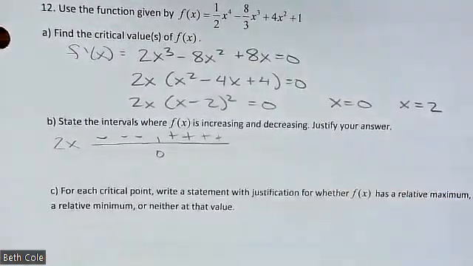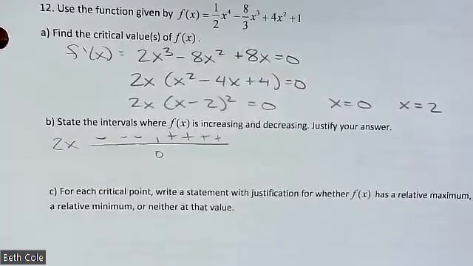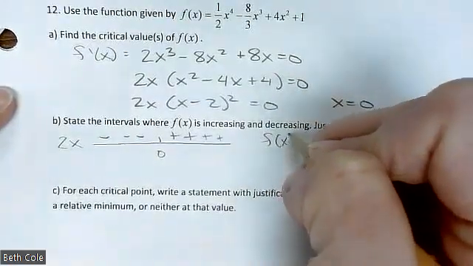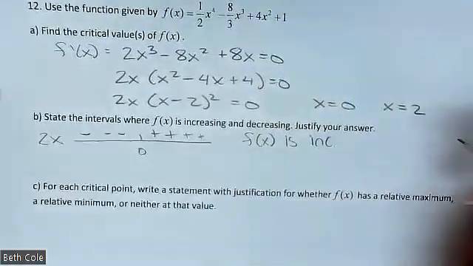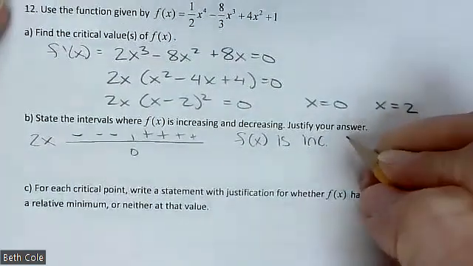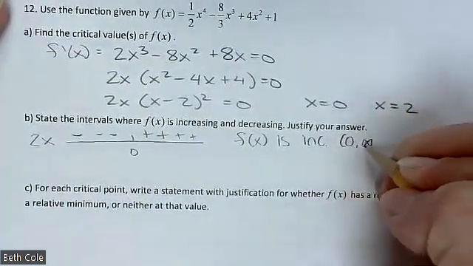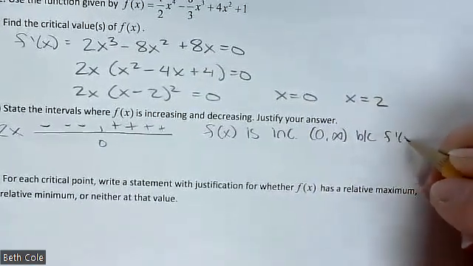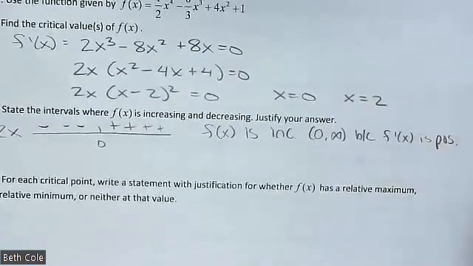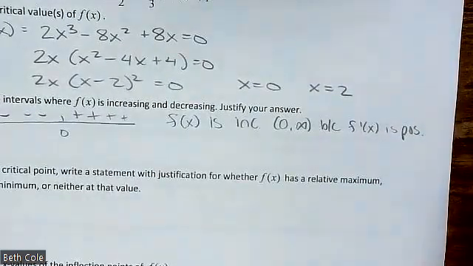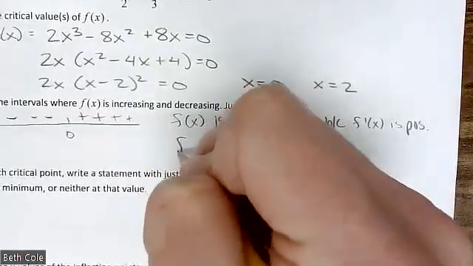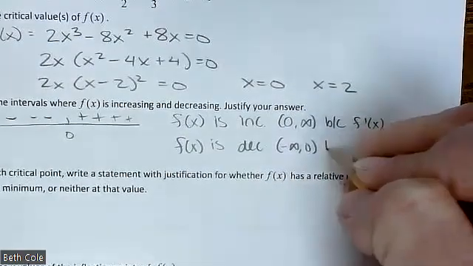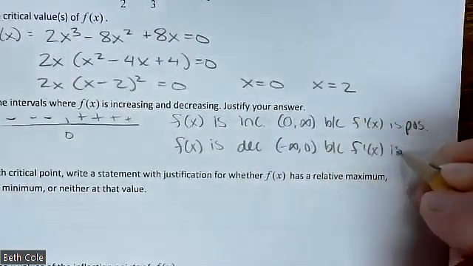So how do your sentences start? F of x is or f of x has. All right, we're doing increasing and decreasing. So it's going to be f of x is increasing where? 0 to infinity, because who's your source? F prime is positive there. Technically, you're supposed to put there, like on that interval. And then f of x is decreasing from negative infinity to 0. Good, because f prime is negative there.